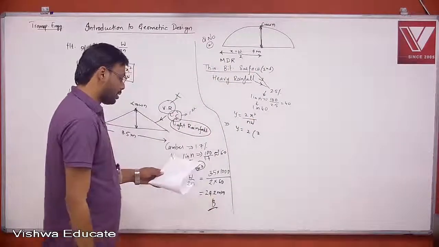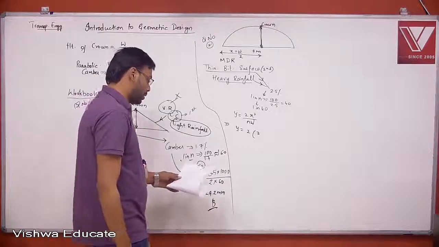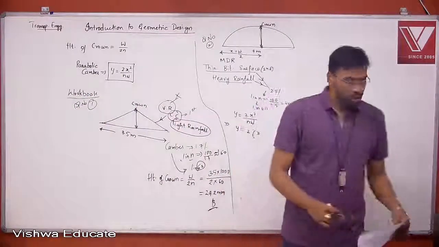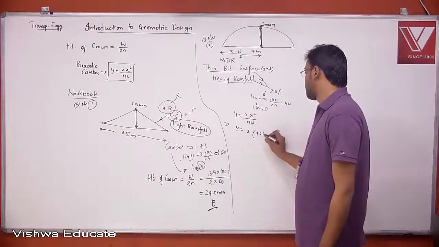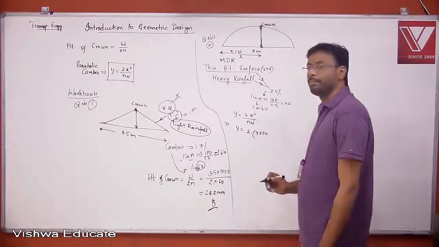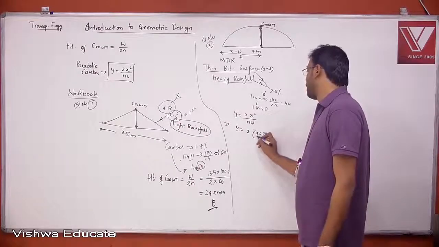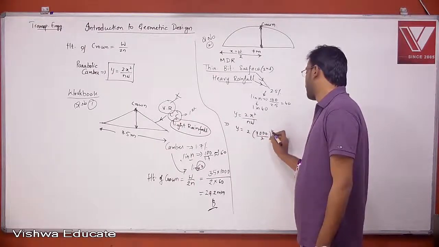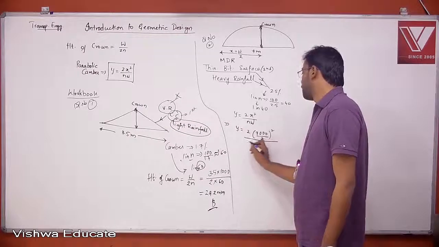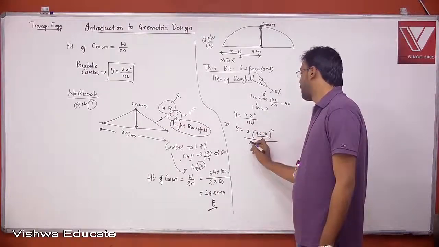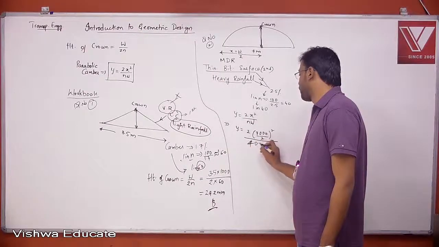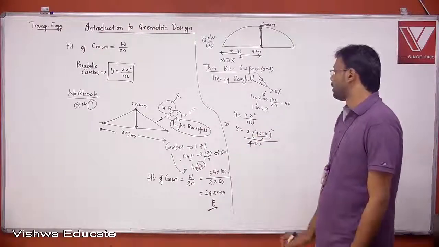X is 7 meters here. So x is 7 meters, so 7000 by 2 whole square divided by n. From this we got n as 40.